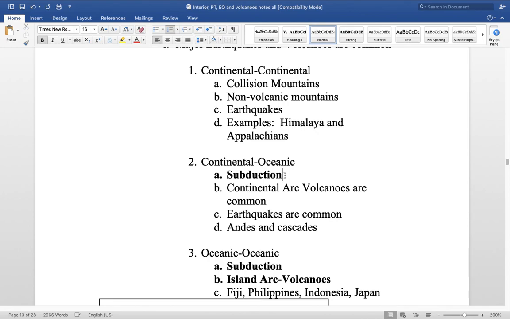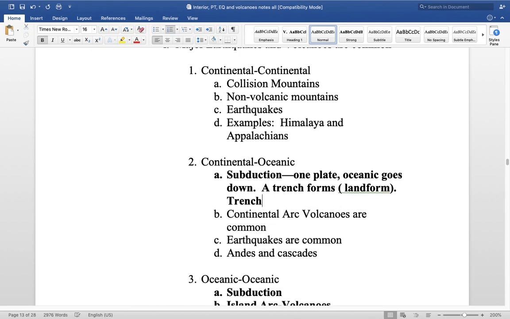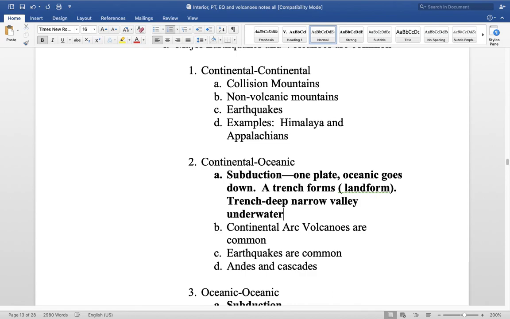So in this situation, you're going to have subduction, and that means one plate, and that's the oceanic plate, goes down. That's what subduction means. And when that occurs, you're going to form a trench. That's the landform. And a trench is a deep, narrow valley, and that's usually under the water. A trench is nothing more than a deep, narrow valley underwater. This is where you're going to get the deepest part of the oceans.